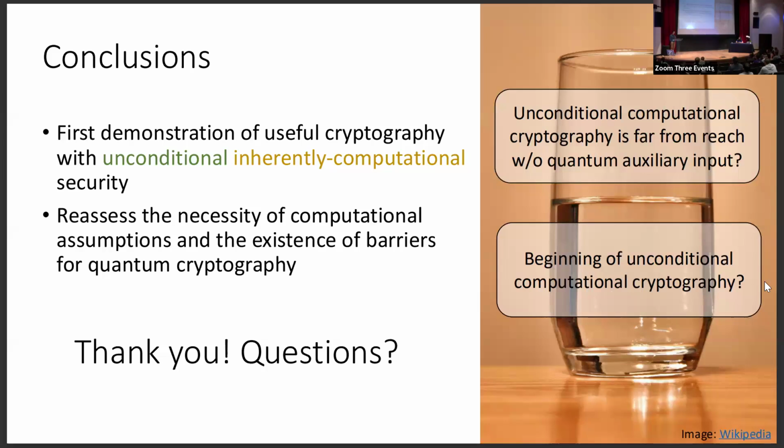An interesting thing about our scheme is that it is actually relativizing. This commitment would work relative to any oracle. However, you can show that for classical auxiliary input, there is some oracle where this is impossible. So making this classical has some barriers. Thank you so much.